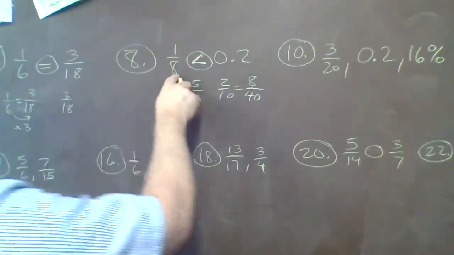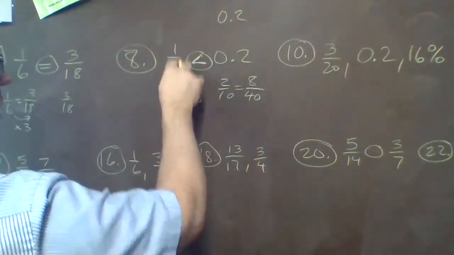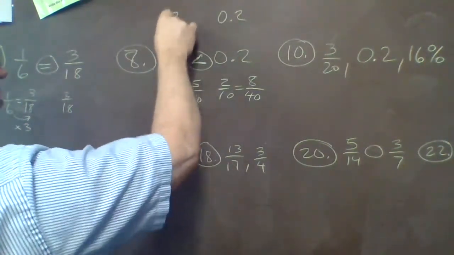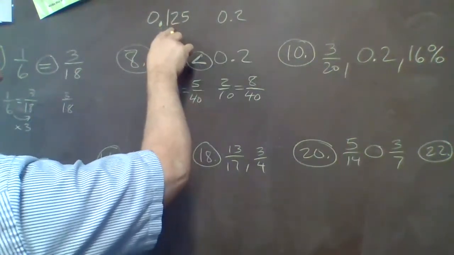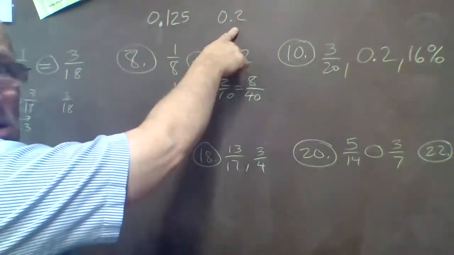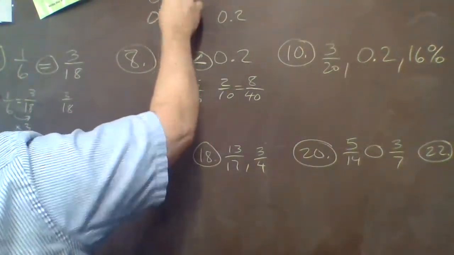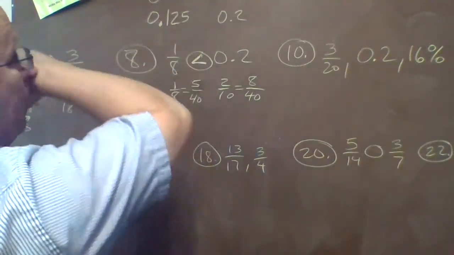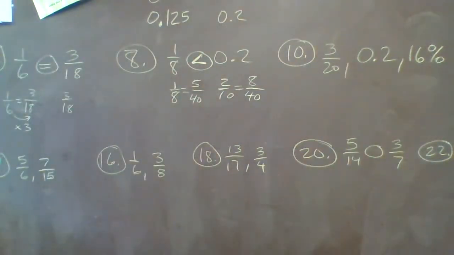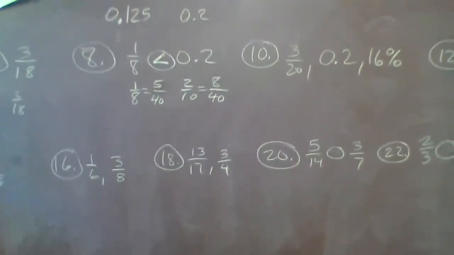Now, I could have changed these into decimal numbers. This is 0.2. If I divide 1 by 8, I get 0.125. Now, at first glance, this number might seem bigger than this number, but it's not. If I line up the decimal points, 0.2 on top of 0.125, and I fill in the empty spaces with zeros, 0.200 has got to be bigger than 0.125.